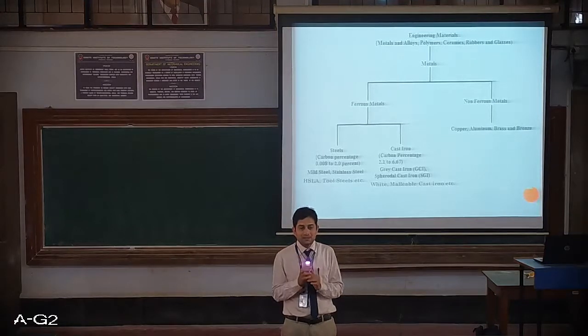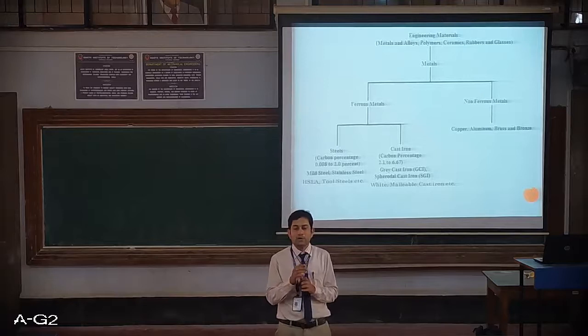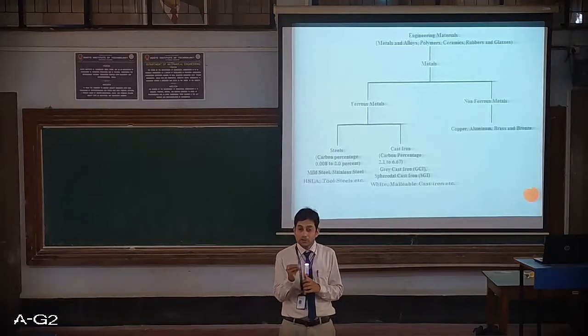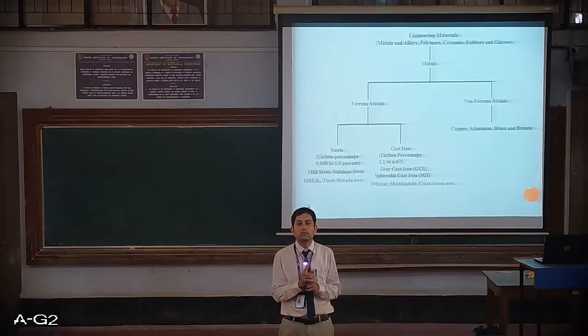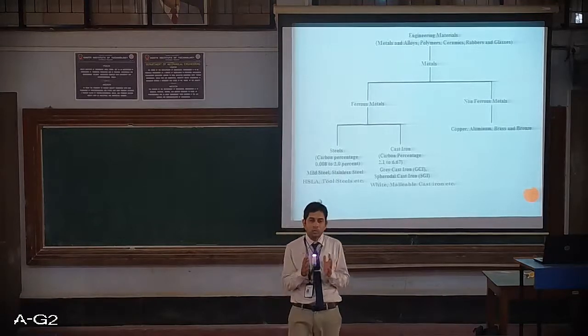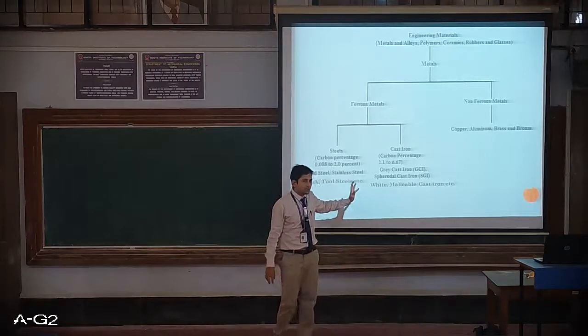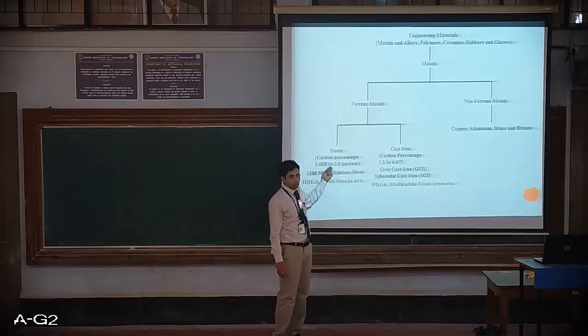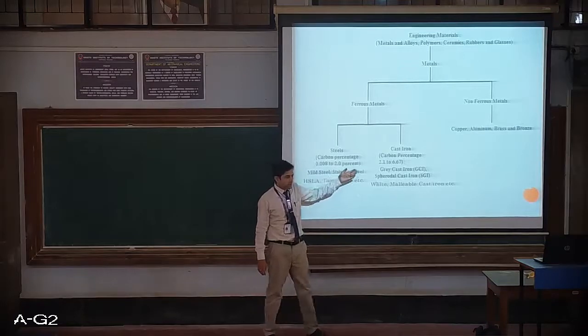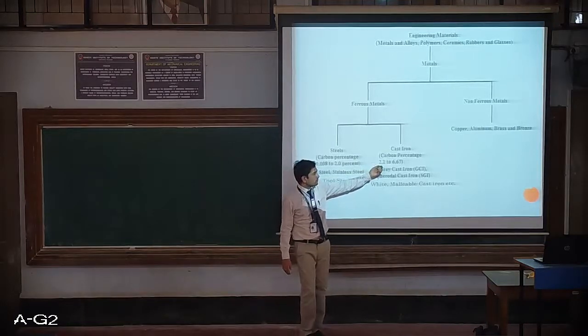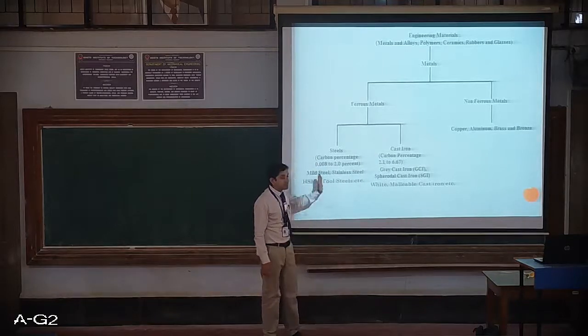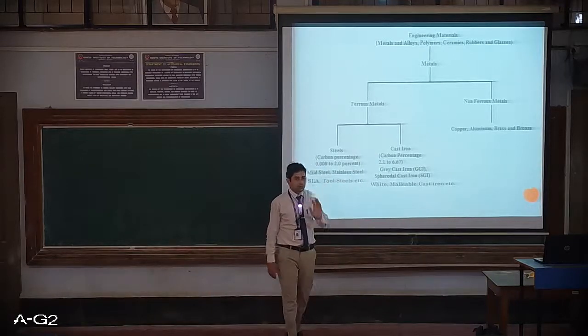That is the important point you should remember, that the percentage of carbon that can go into iron is only maximum 6.67%, and that's how we differentiate steel and cast iron. Steels are ones which contain the percentage of carbon from 0 to 2%, and cast irons are ones wherein the percentage of carbon varies from 2.1 to 6.67%. That is the basic important classification you should remember.